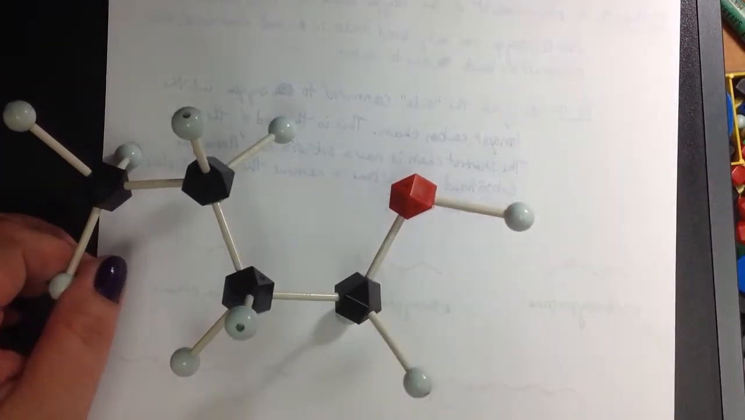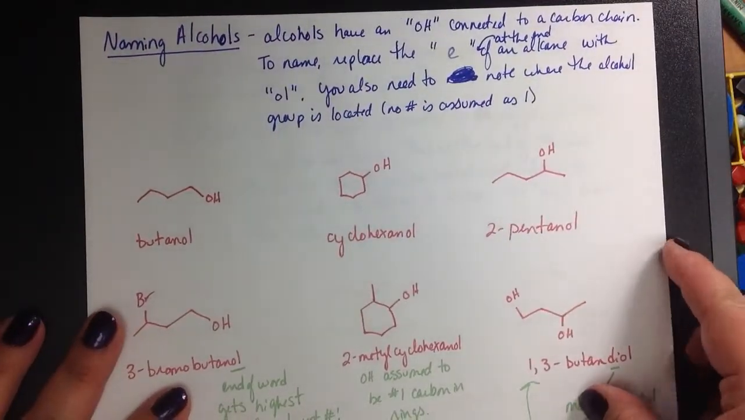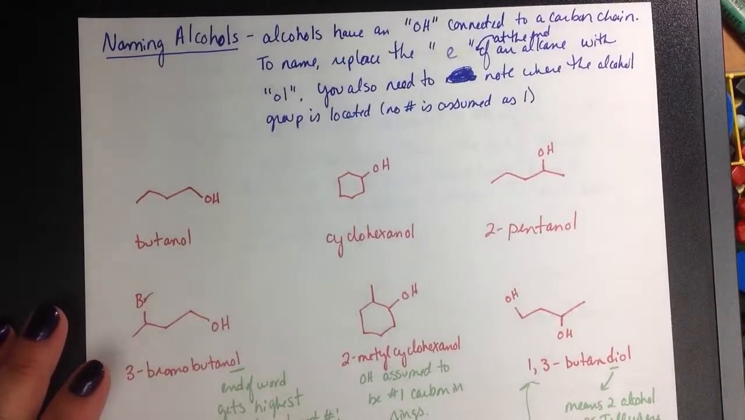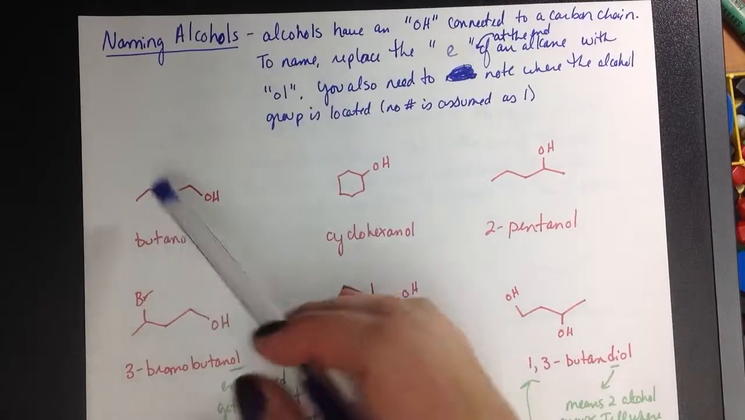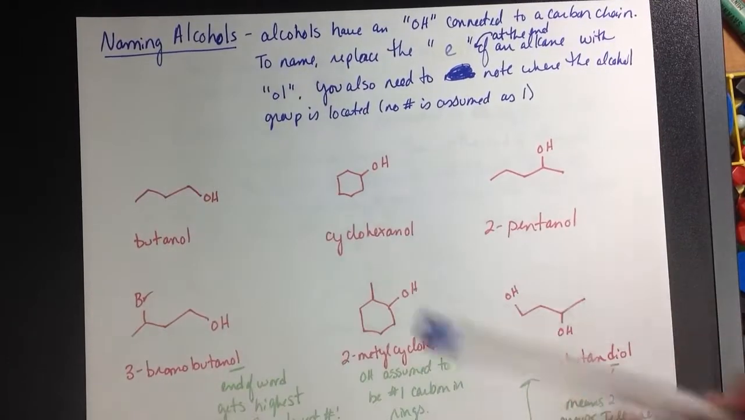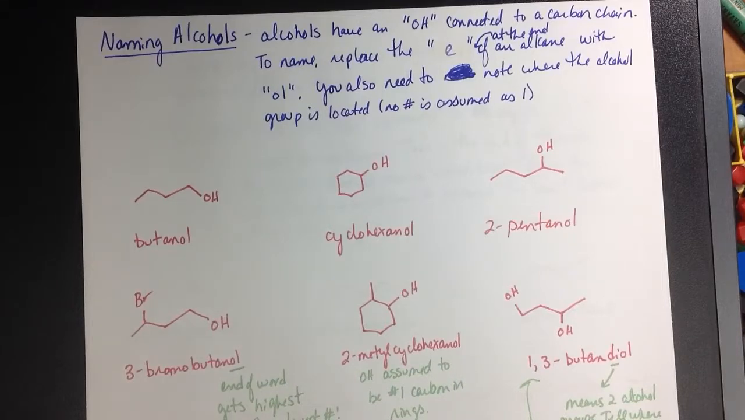Now let's talk about how to name some of these guys. As I said, an alcohol is going to end in an OH. To name them, if you have a regular chain, we take off the E from the end of the name of the chain and we replace it with OL. So what I just showed you, this molecule with 1, 2, 3, 4 carbons with an OH, is butanol.